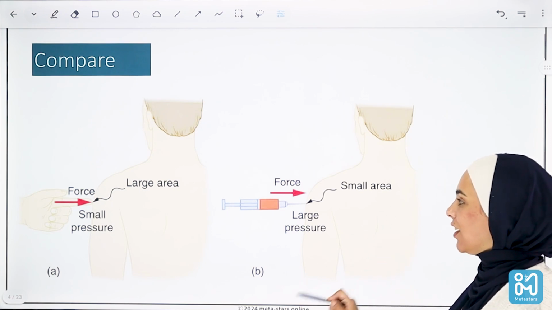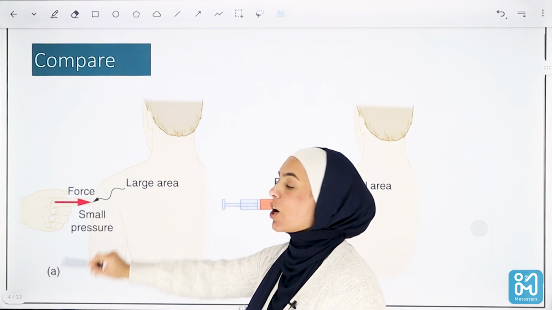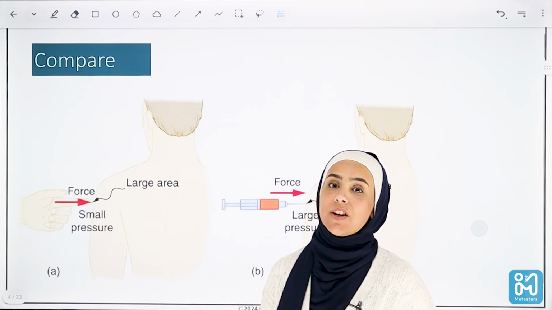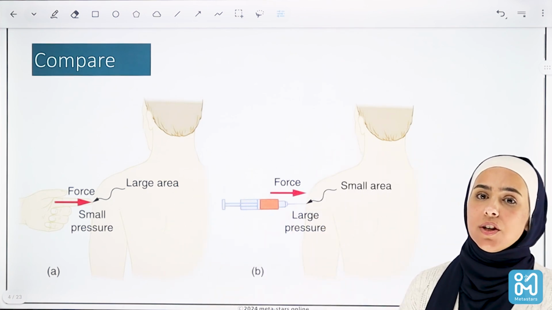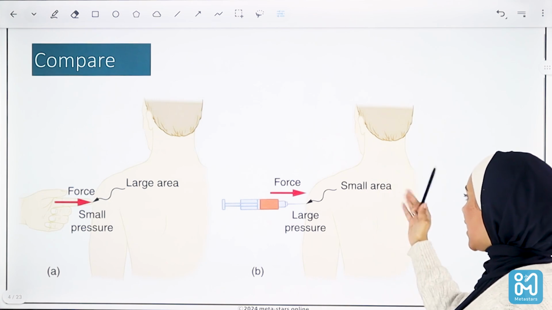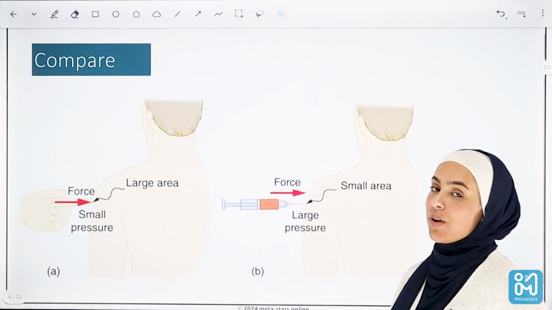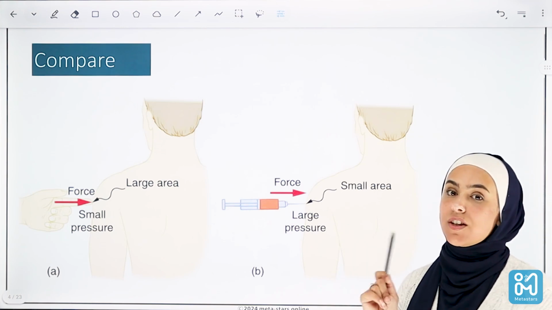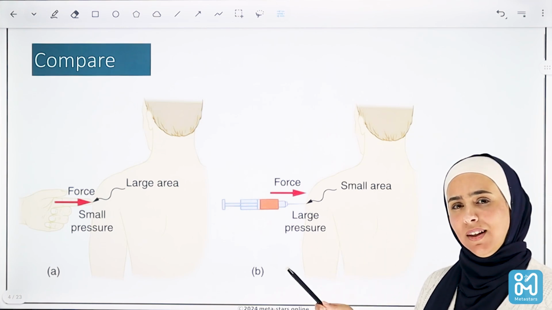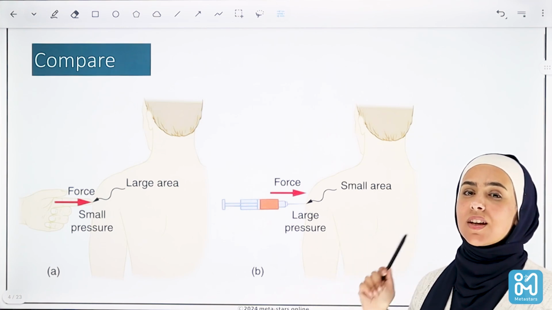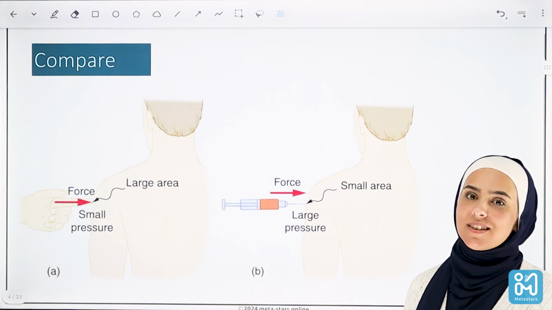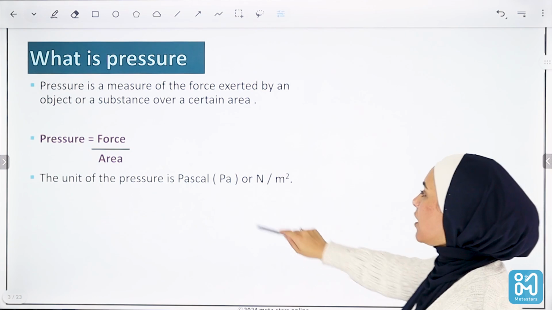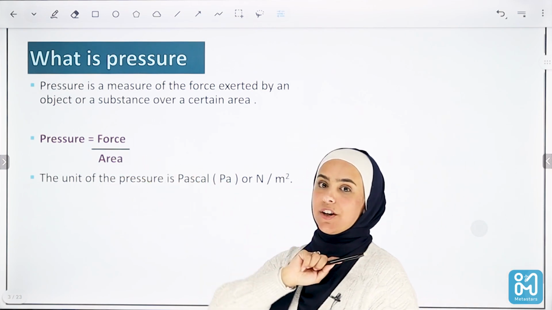But as you can see, we have here a large area. And the large area means the smaller pressure. They are inversely proportional according to the equation of pressure. On the other hand, here we have a larger pressure. Why is it a large pressure? Because as you can see, the area is very small. Does this mean a small area means a high pressure? Yes, it is. Based on this equation, the pressure equals force divided by area.